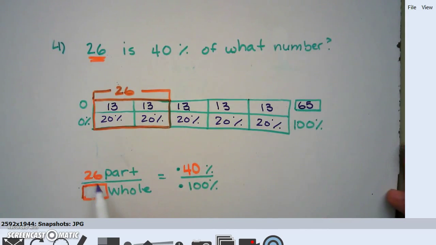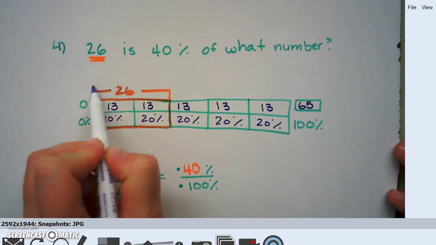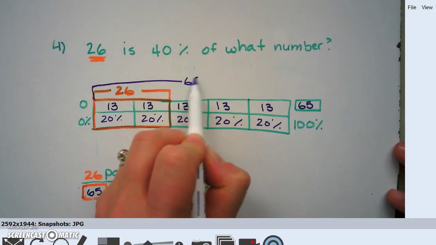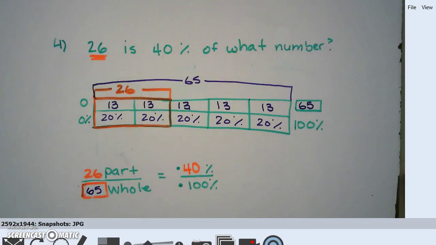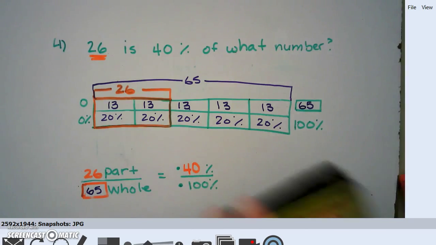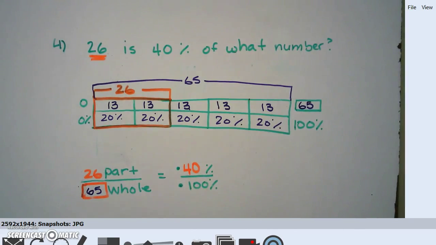So to answer the question, 26 is 40% of 65, because that whole right here, this whole thing, would be worth 65. That's what that problem looks like. And I'm going to erase that. If you need to pause me, if you want to write this down, if you need to think through it, that's just what this one looks like.